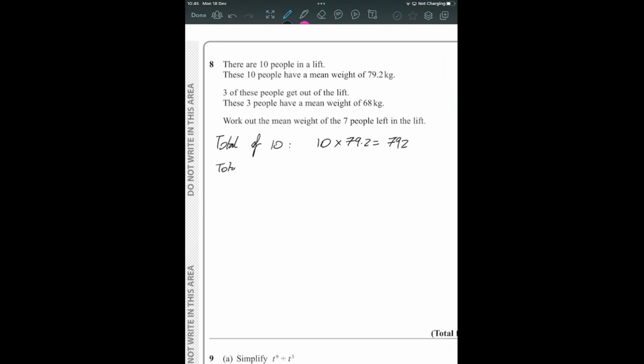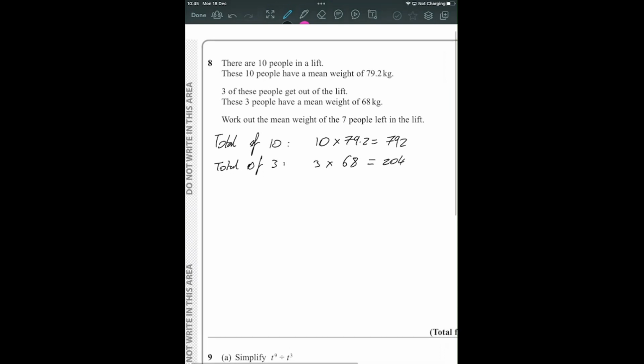The total weight of the 3 that left, well, there are 3 of them with an average of 68. 3 by 68 is 204. Well, then that gives me the total of the 7 left by subtracting. 204 kilos worth of people have left. We're leaving behind in the lift 588 kilos.